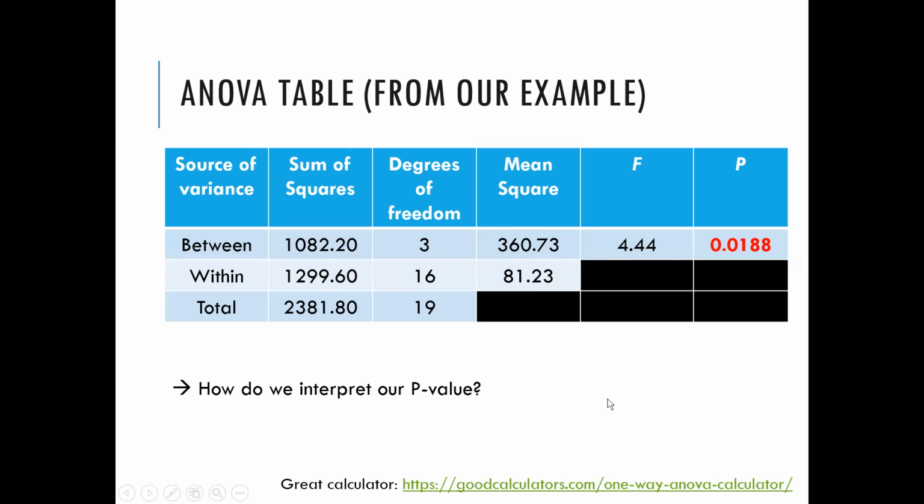So how would we interpret that p-value? It's less than 0.05. Therefore, we would reject the null hypothesis in favor of the alternative. So remember, the null hypothesis is that all population means are equal, and the alternative is that at least one is different. So based on this result, we can say at least one of the groups is different from the other.